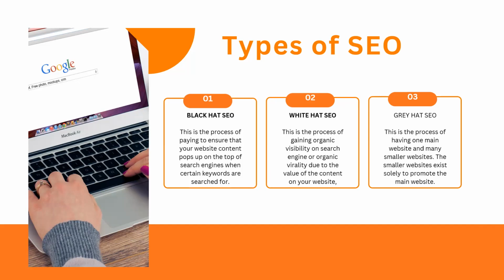Now, the gray hat SEO is the process of having one main website and many smaller websites, and the smaller websites exist to promote the main website. I'm going to use the fashion brand example again. As a fashion brand, let's say you create ready-to-wear clothes, you create Aso-Ebi clothes, you do cut and sew. Let's say the name of your brand is Rainbow Fashion. And then you have a Rainbow Fashion website, which encompasses everything.